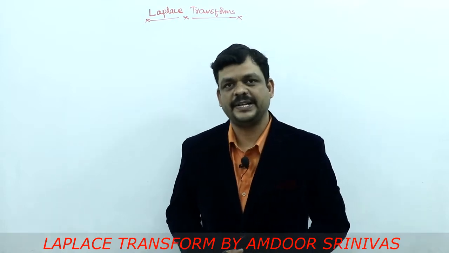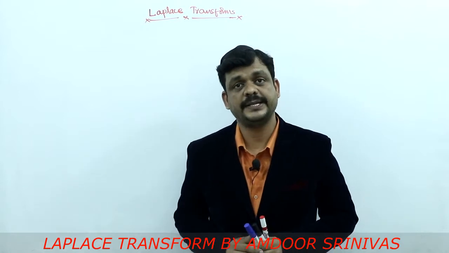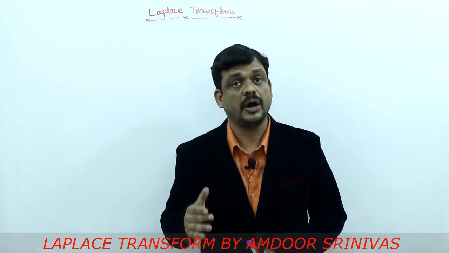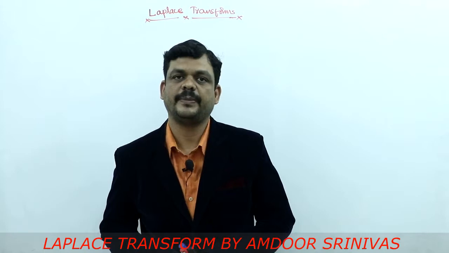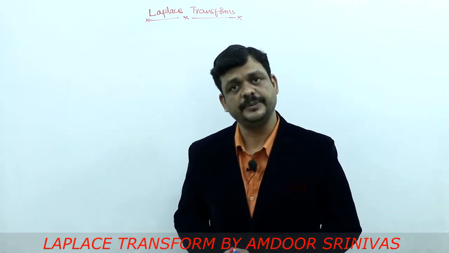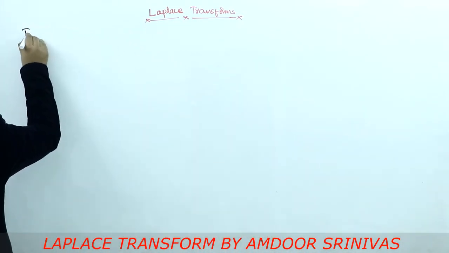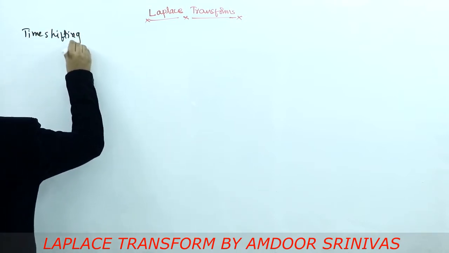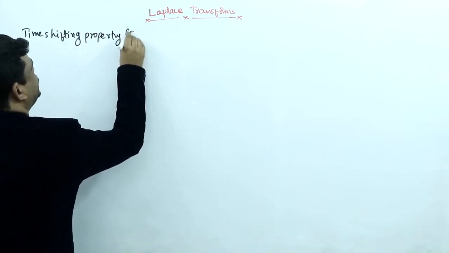From the properties of Laplace transform, another property is the shifting property. This shifting property is again of two types. One is called the first shifting property or frequency shifting property, and another is the second shifting property or time shifting property. So first of all, we will go through the time shifting property. Time shifting property is also called the second shifting property.